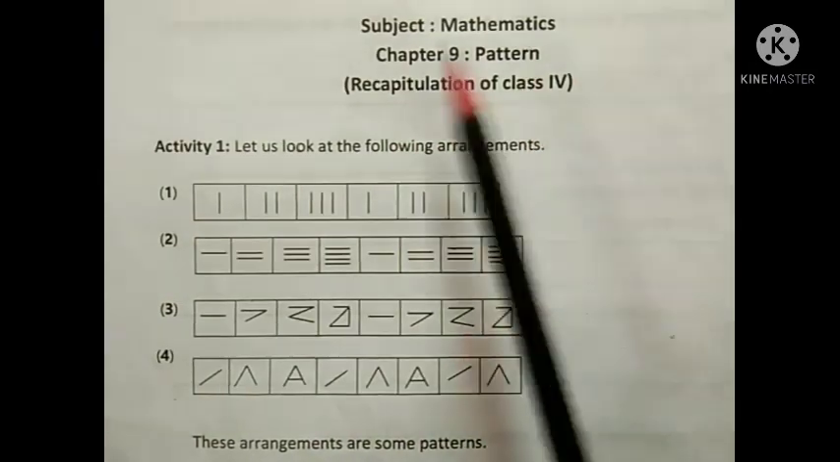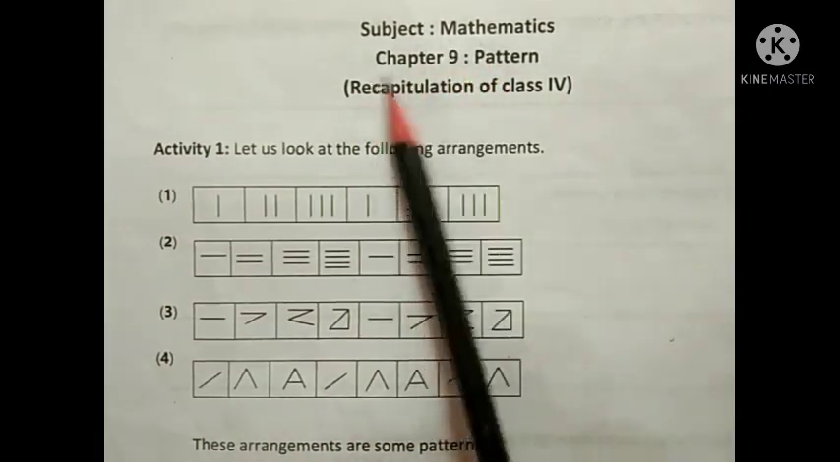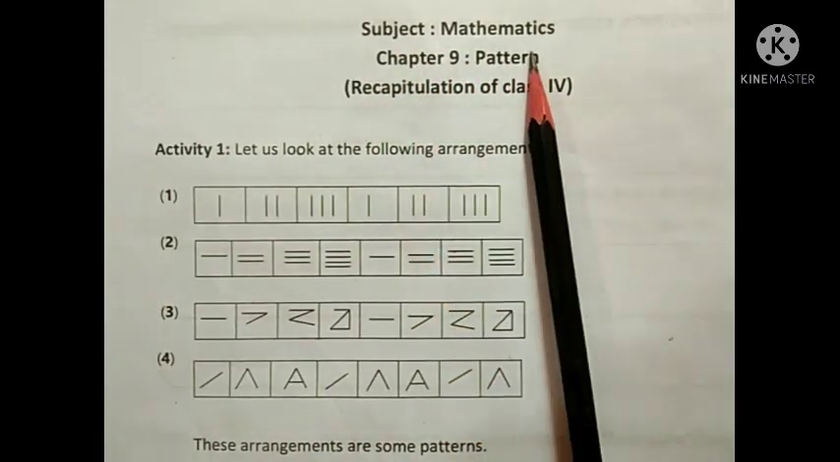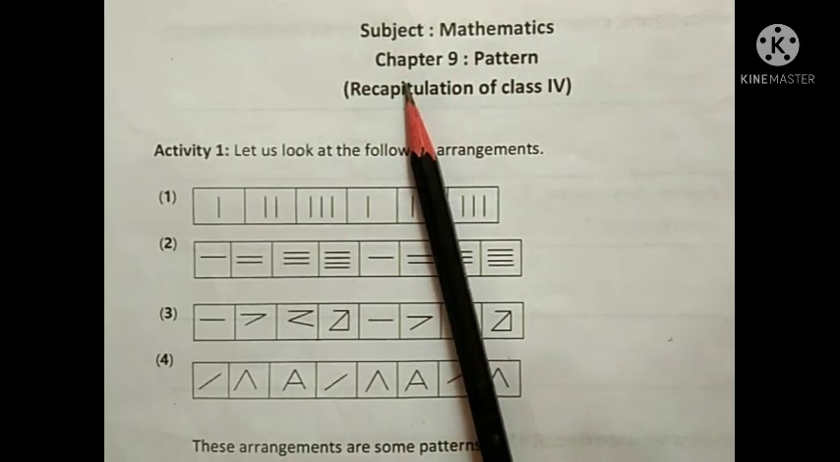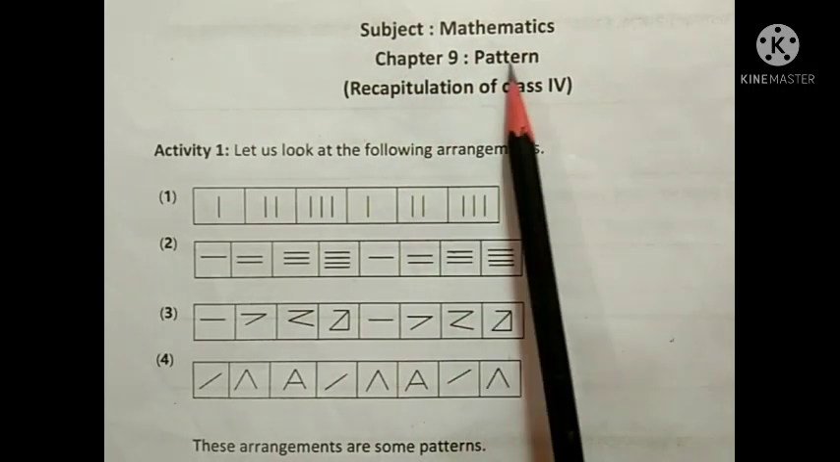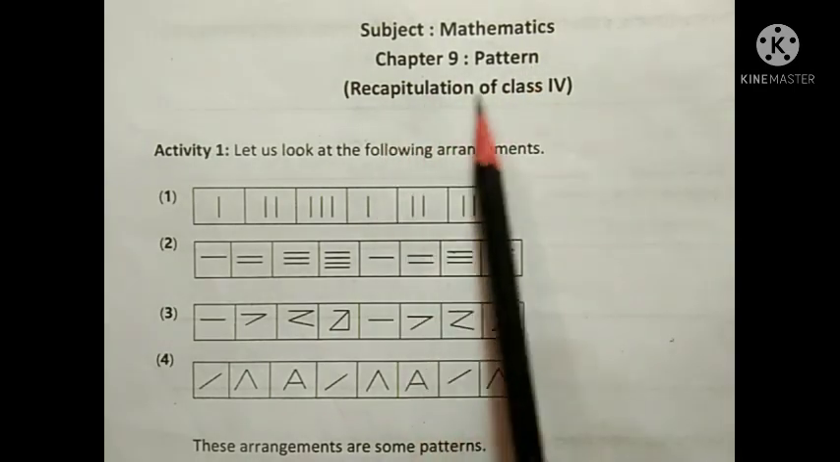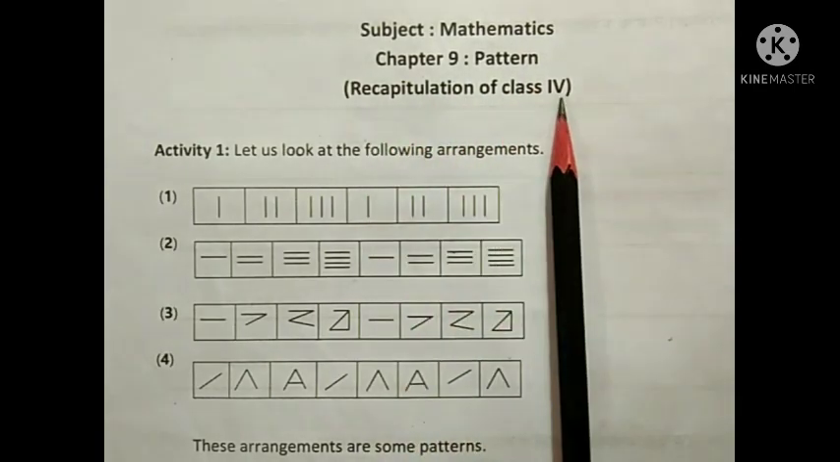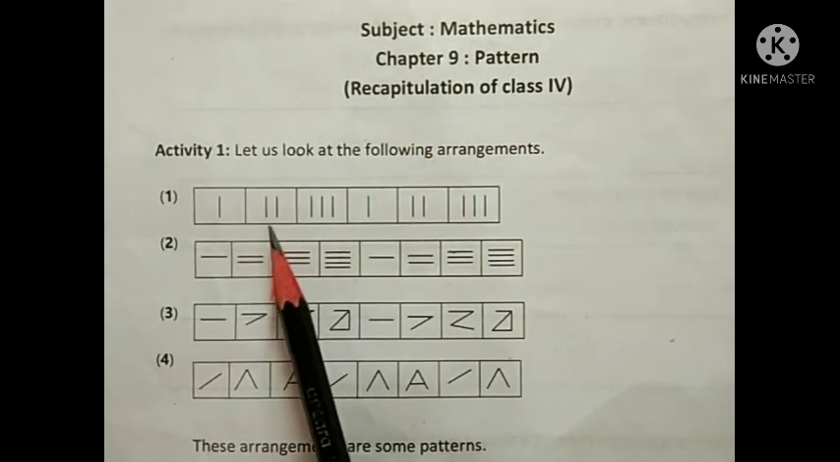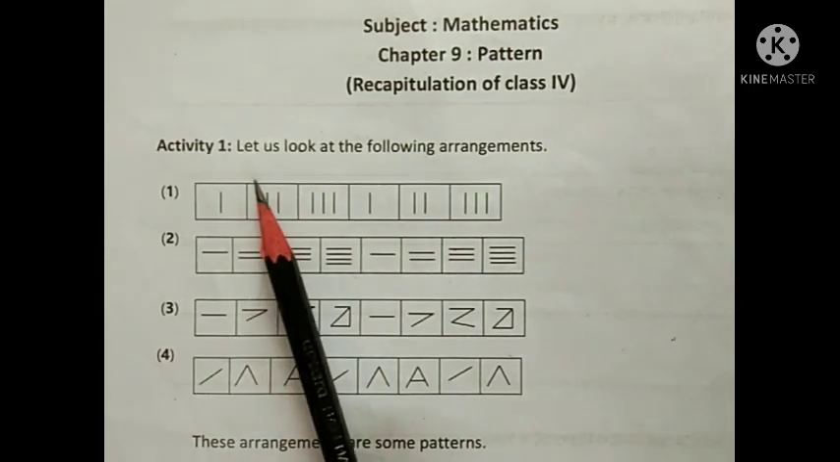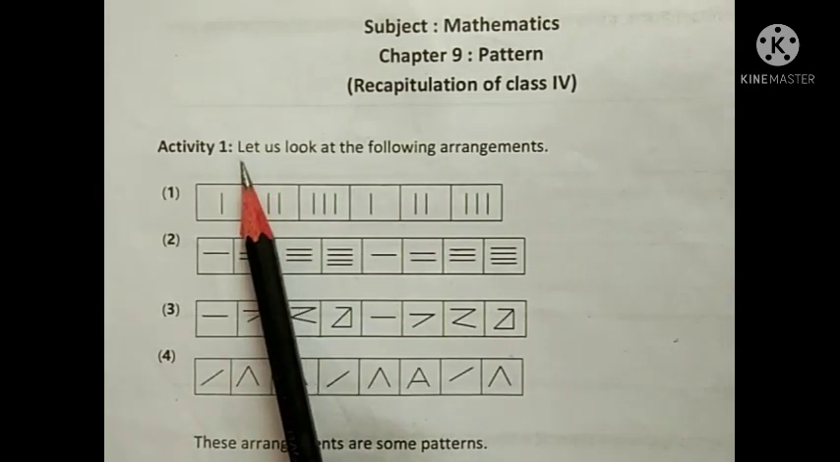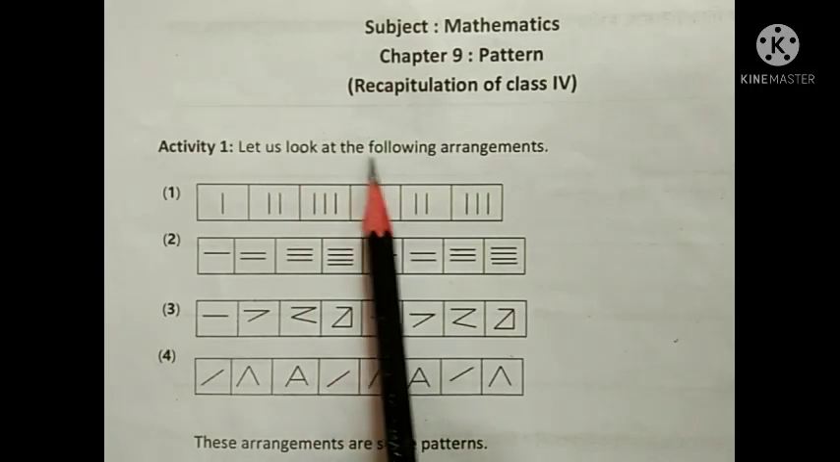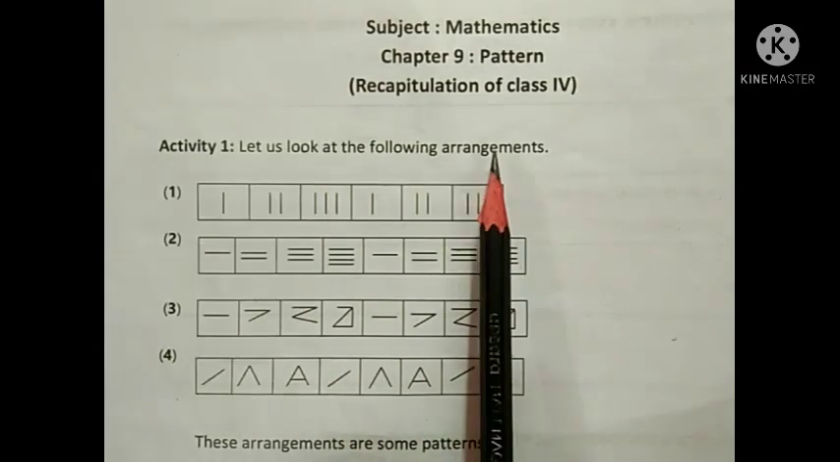Here, maths. Okay, so the subject is maths and the chapter is Patterns, chapter 9, and it is also from class 4. So some patterns are given. Activity number one, the first activity, is: let us look at the following arrangement.